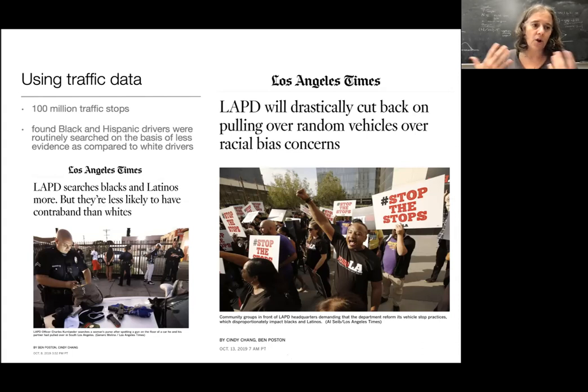So, who knows where this will go? This is maybe just words, but maybe not. Again, this is an example of a situation, a data set, and an effort towards using information about racial disparities to make systematic changes.